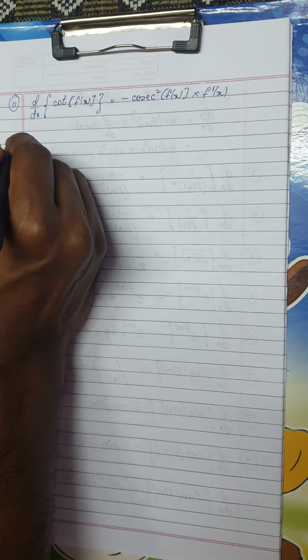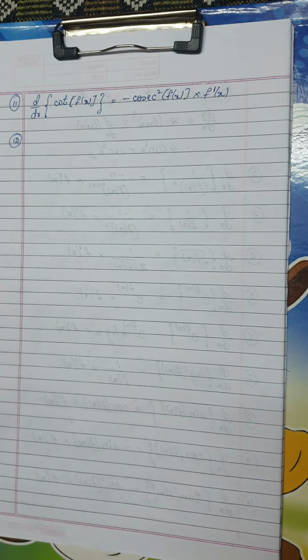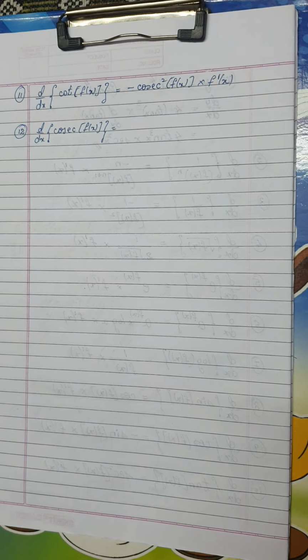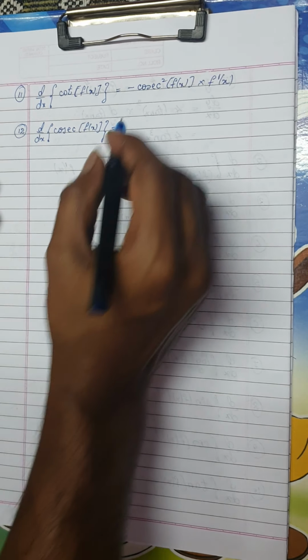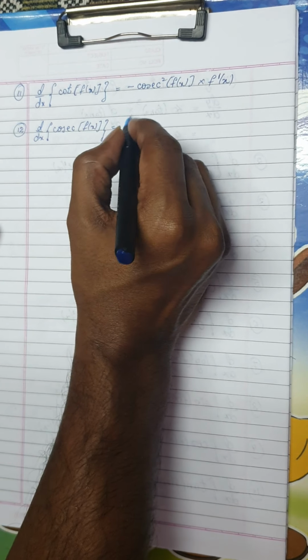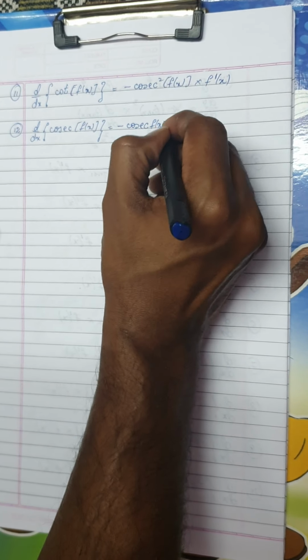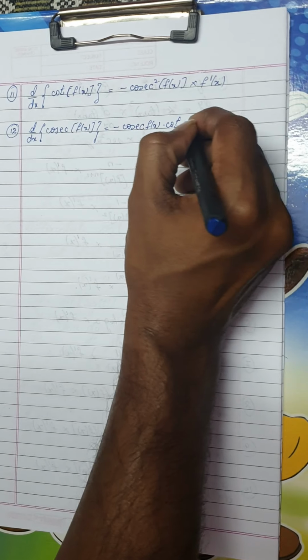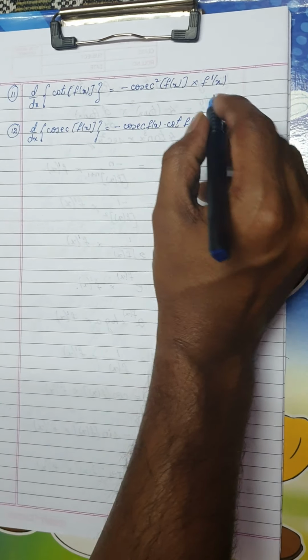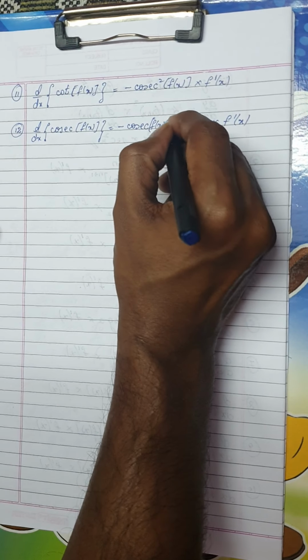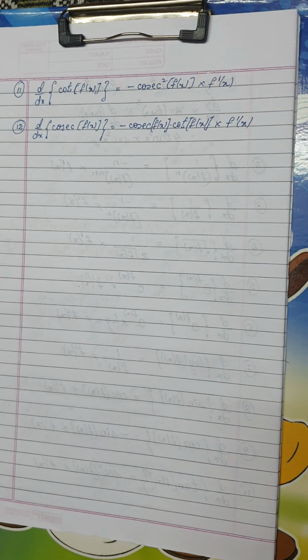Don't worry about remembering these formulas. Once you start solving the problems on this, you can easily get back the formulas. Now the derivative of cosecant f of x. So remember, the derivative of cosecant is minus cosecant f of x into cot of f of x, isn't it? Into, don't forget, differentiate this f of x once. Okay, very simple. Only thing is, you have to be careful.